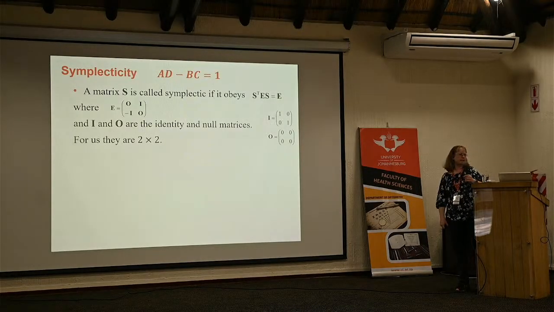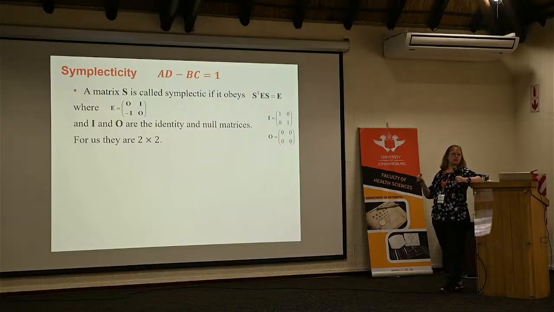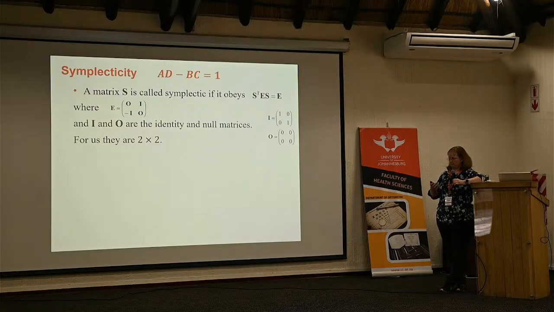All right, so symplecticity, when we are generalizing and we're now working with 4 by 4 matrices, this is the definition of symplecticity. So transference transpose E transference is equal to E, where E is equal to this value. Now, in a lot of texts, it's called J, but we like to use J for something slightly different, and so we've called it E.